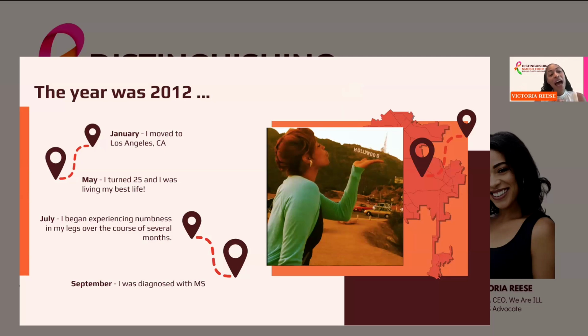By July, I began experiencing numbness and tingling in my legs over the course of several months. I had no idea what it was. I didn't understand why my feet and legs felt like they were falling asleep. And I didn't go to the doctor immediately. I tried to kind of push through, tough it out, because I didn't really have the time. By September, I was actually diagnosed with MS.